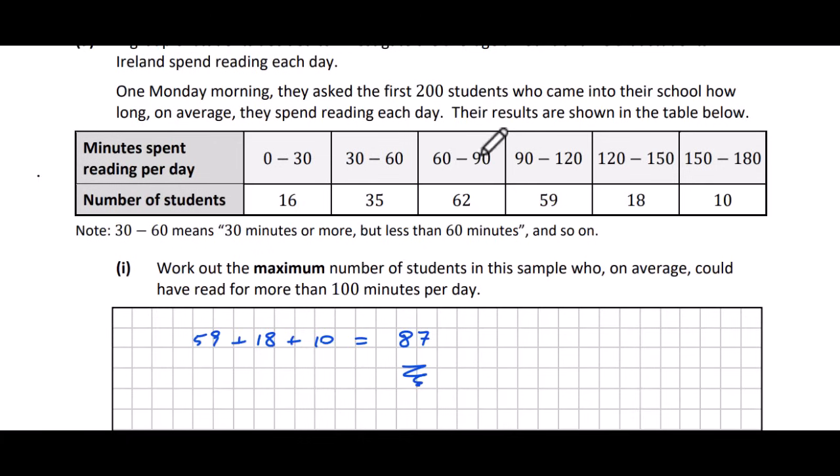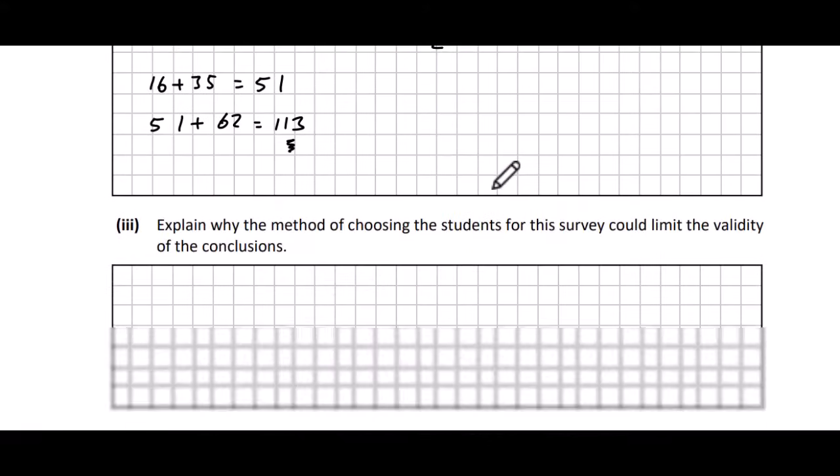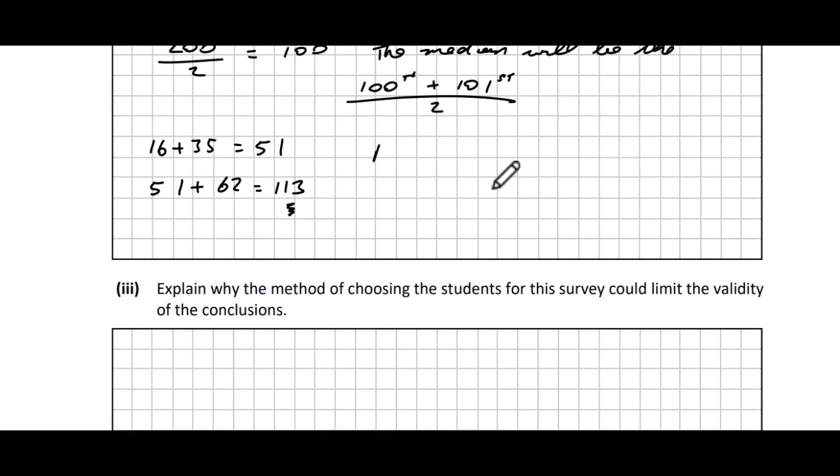So what I'm going to say here is the mid-interval value. I'm going to add these two, divide by 2, which would be 75. So I'm going to say 75 minutes, right in the middle of these two. Because as I say, we don't know what way these 62 students are spread out between 60 and 90. So the mid-interval value of 60 and 90 is 75 minutes. So my answer then is going to be 75 minutes.